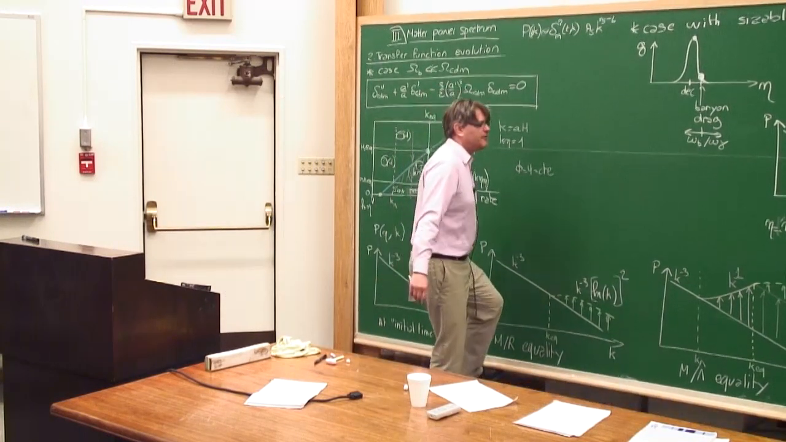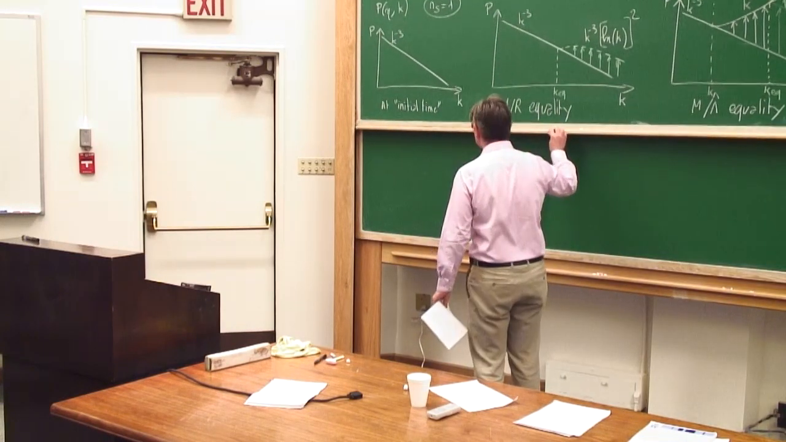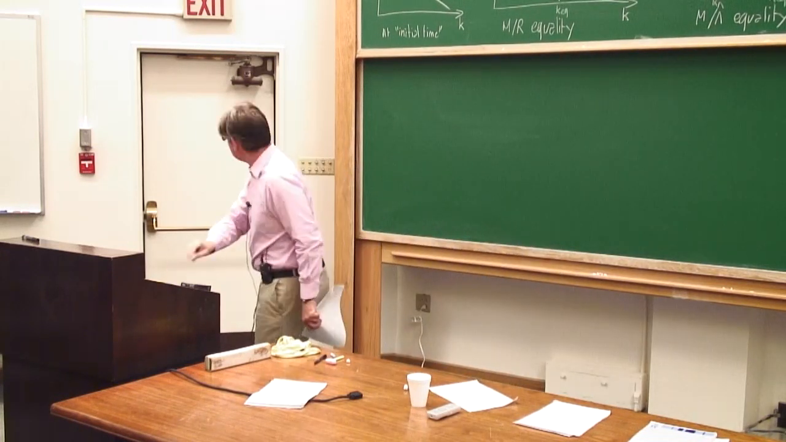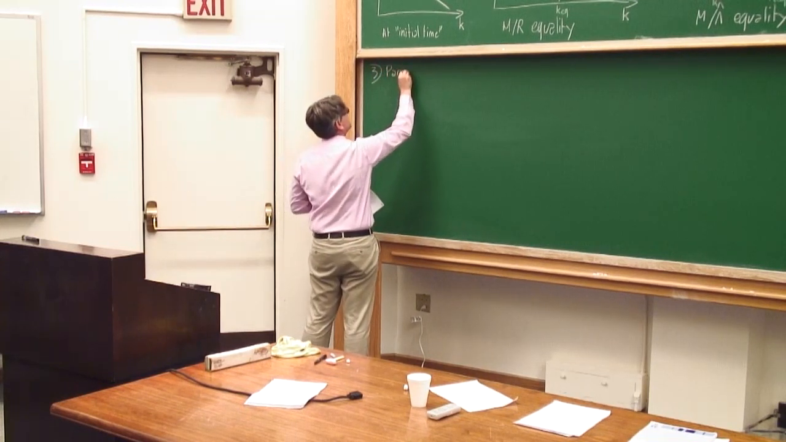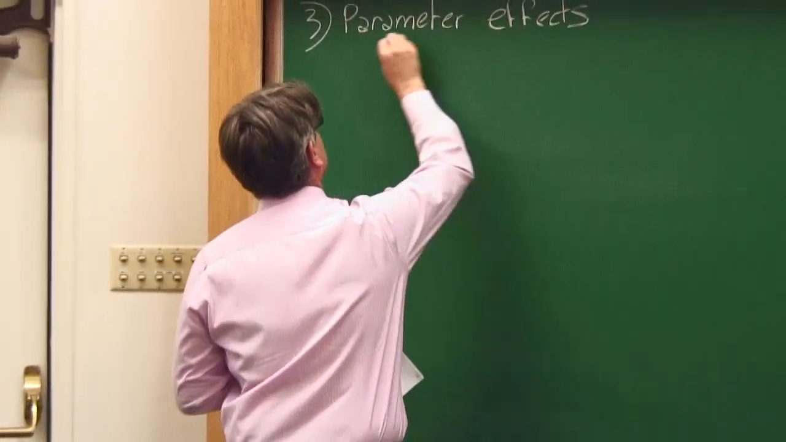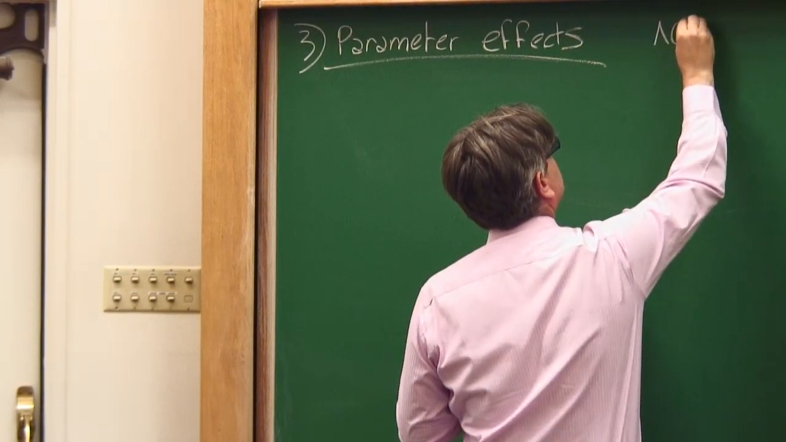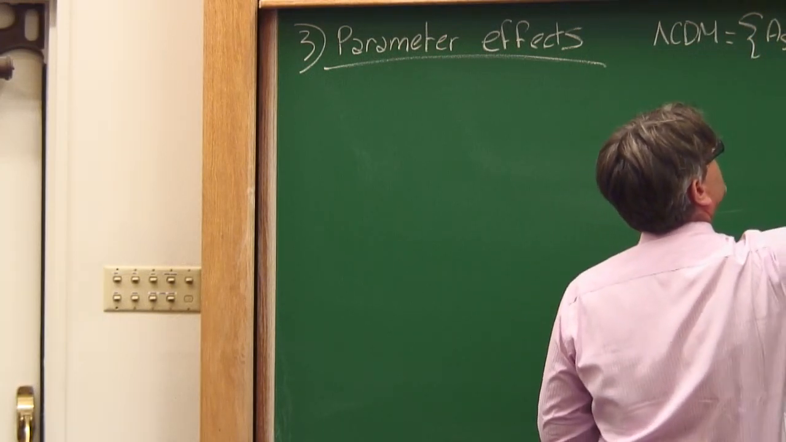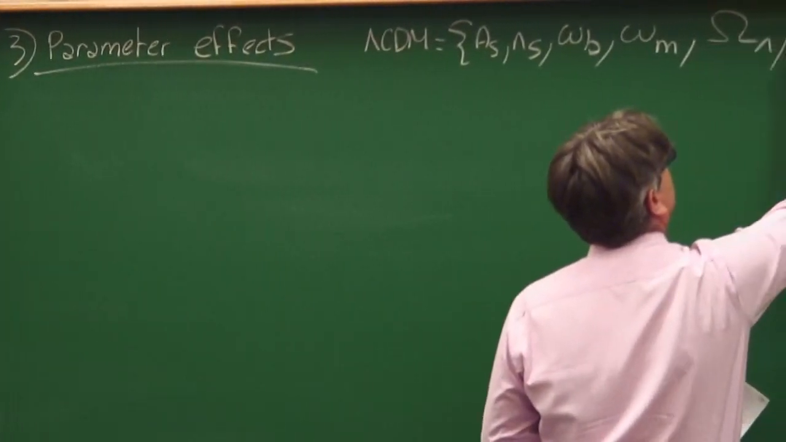Okay, so if we do like for the CMB, we summarize the parameter effects. Instead of our C1 to C8, we will have P1 to P5. So again, our parameters for minimal lambda CDM are A_s, n_s, omega_b, omega_m, omega_lambda, and tau_reio.